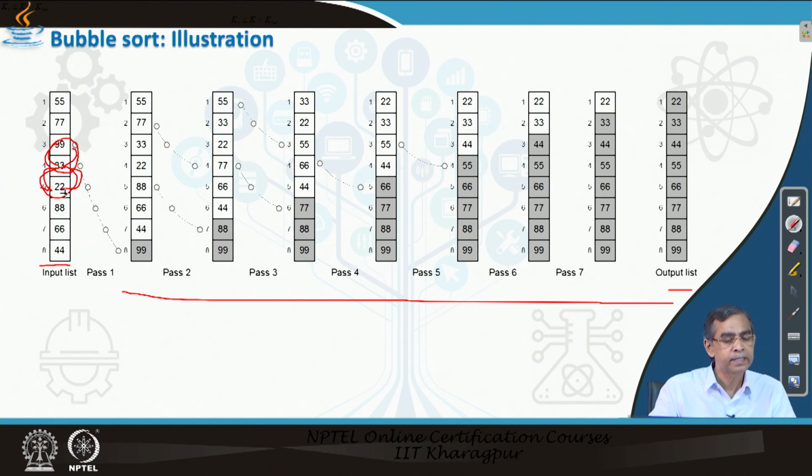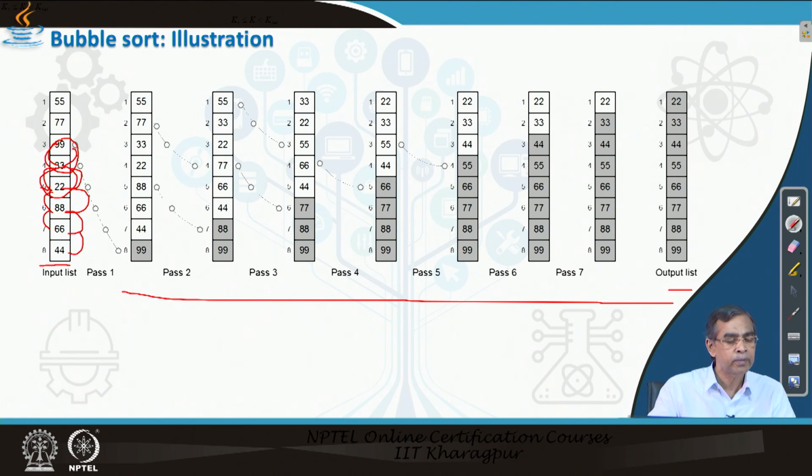Now you see 99 is moving right this way. When 99 is here and 88 is here, they are not in order, so 88 goes there and 99 comes here. Then 99 and 66: it is not in order, so 66 can be placed here and 99 comes here. Then 99 is here and 44, we see that 99 is greater, so not in order.